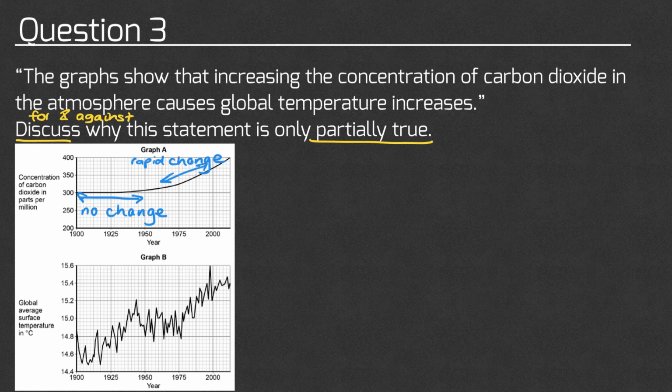So for graph A, we can see that there is no change between 1900 and about 1950, and then there's a rapid change after 1950. So the concentration of carbon dioxide stays constant, then it rapidly increases.